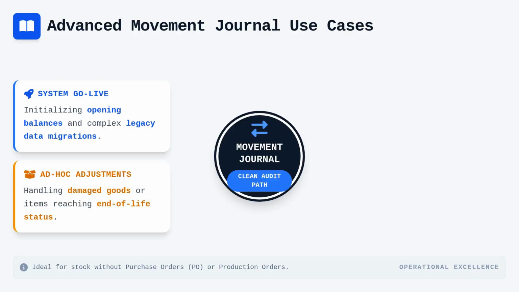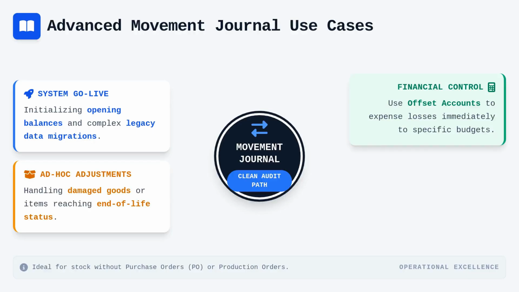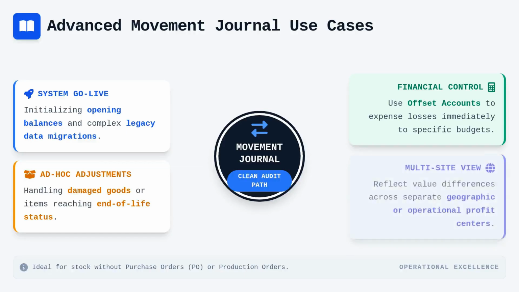Similarly, you will often find this feature being used to handle ad hoc write-offs for goods that have been damaged in the warehouse or have reached their end-of-life status. In these scenarios, specifying the offset account allows you to expense the loss immediately to a specific department's budget. This granularity is particularly useful in multi-site deployments where inventory value differences need to be reflected in separate geographic or operational profit centers.